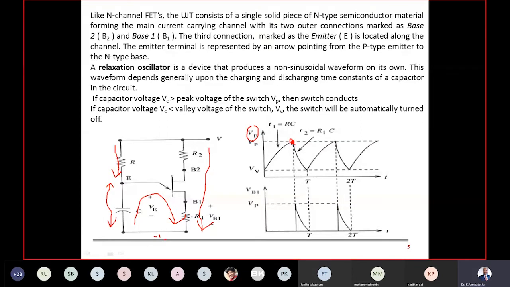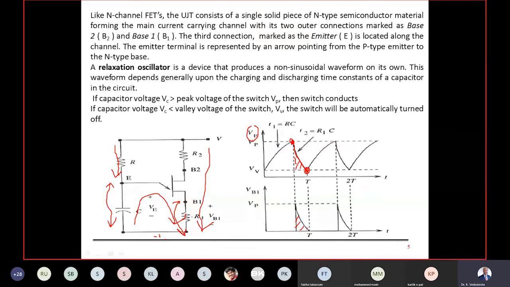At this particular point, the discharging voltage of the capacitor, this area, is nothing but the voltage available across my B1 point to the ground point, which means that we copy this area over here. This is the voltage available across my B1 or R1, the resistance R1. Then, what will happen at this particular point?